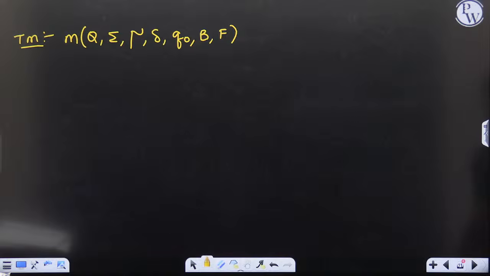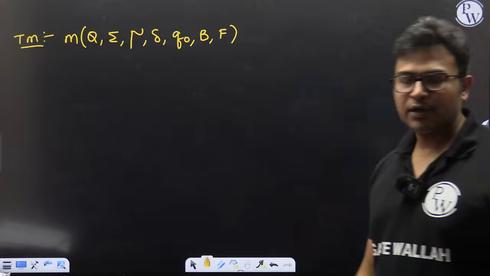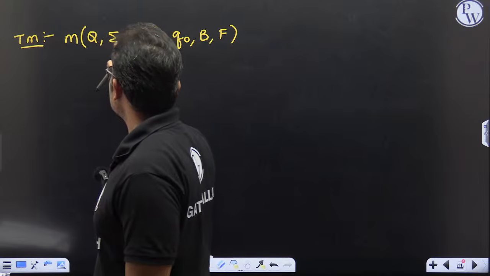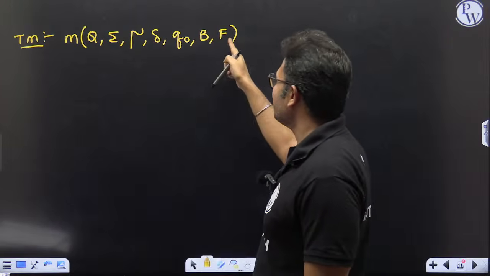Yes, Yogesh. Alan Turing invented the Turing machine. Alright. So Q, sigma, delta, Q naught, B, F.